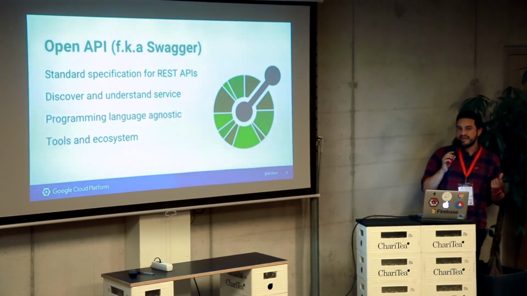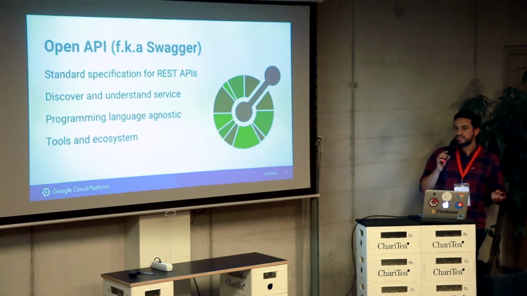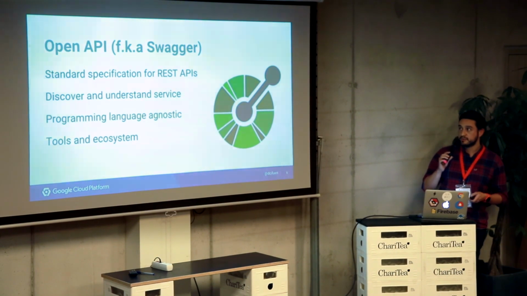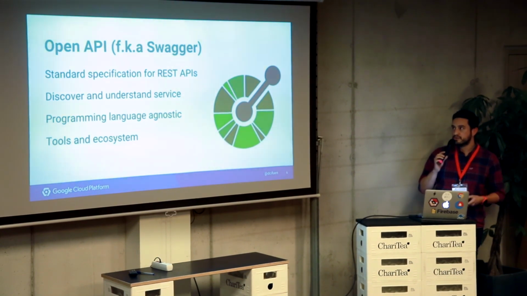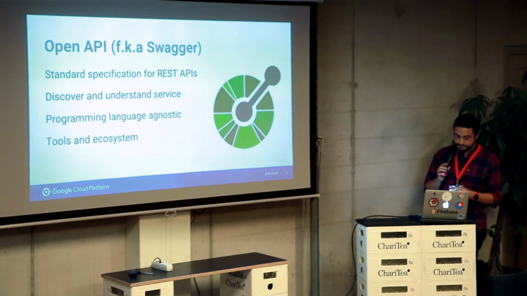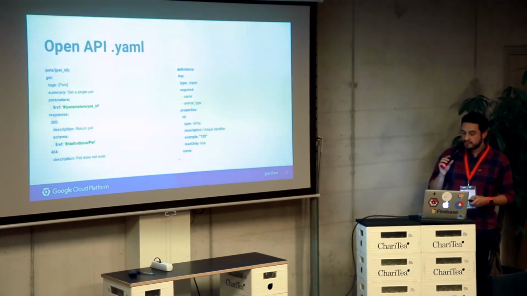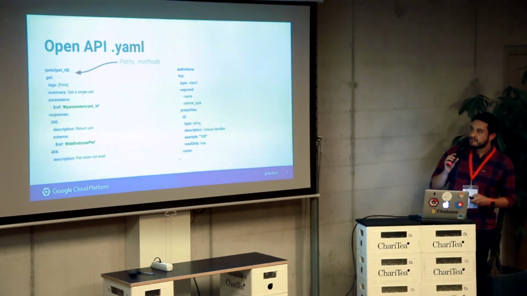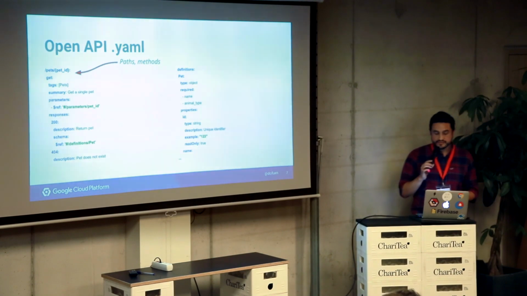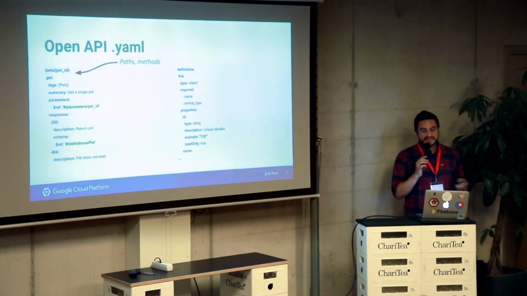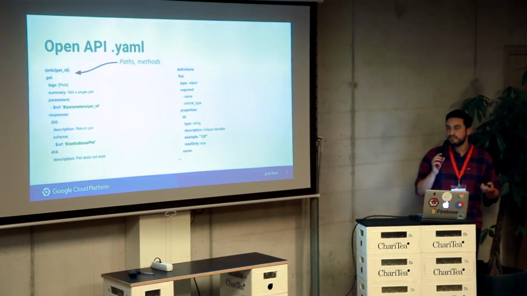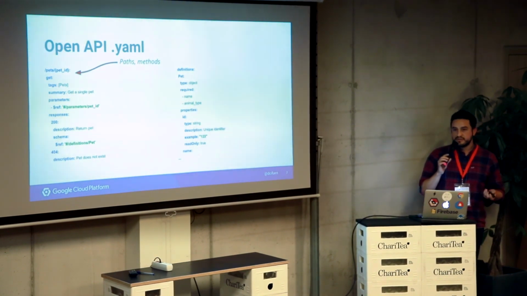It's programming language agnostic. It's made of one file, which could be either JSON or YAML. And it's not only that, but also a huge ecosystem of different kinds of tools, like some of the ones that we were going to discuss today. Okay, so this is an example of an OpenAPI file. The first thing that you will see is that it specifies the different paths and also the HTTP methods that your API will support.